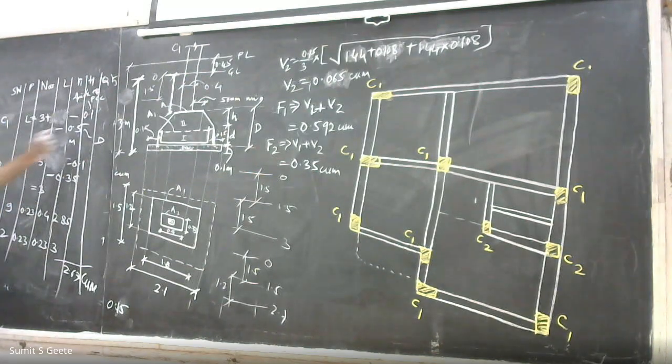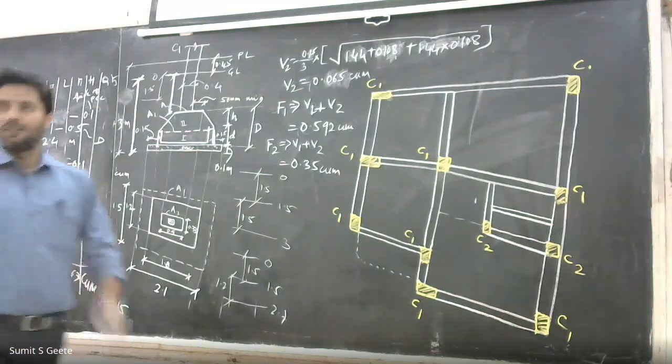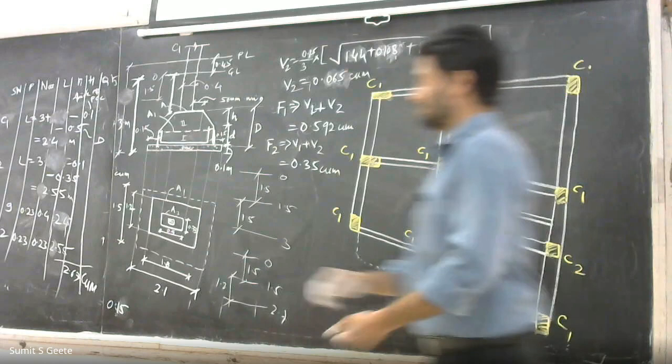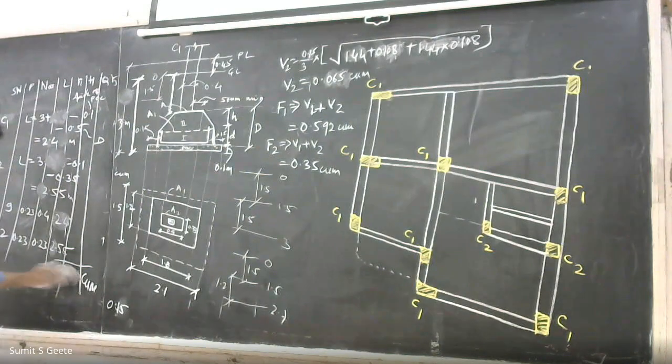कितना है? How much? 2.4. यहाँ 5. ठीक है? तो यहाँ पे वैल्यूज चेंज कर दो. This is 2.4 and this is 2.5. Clear? दिखा रहा है.